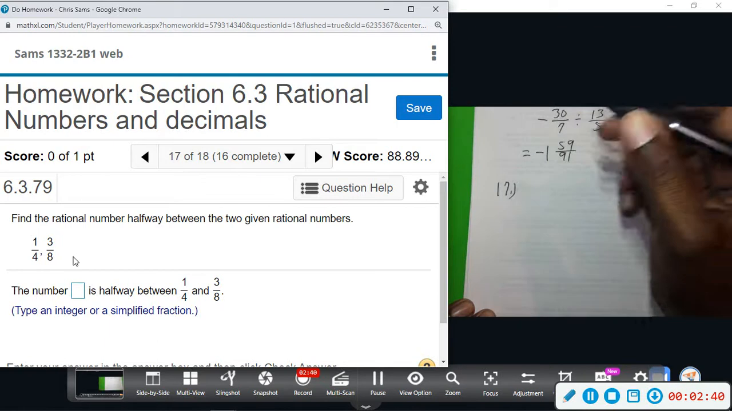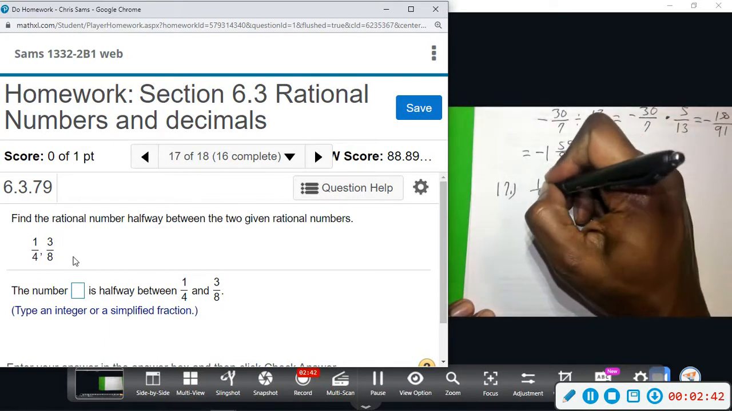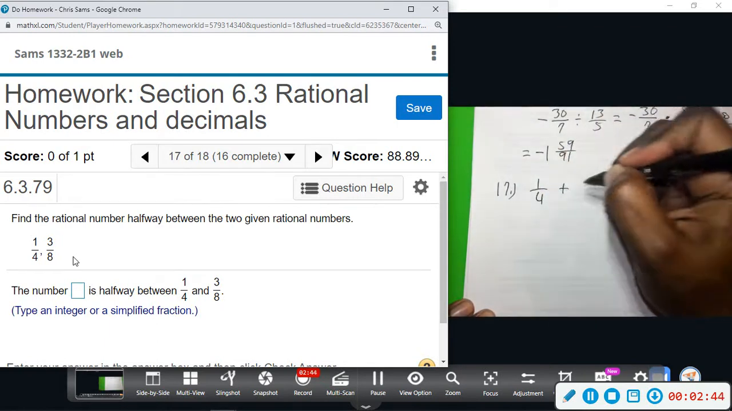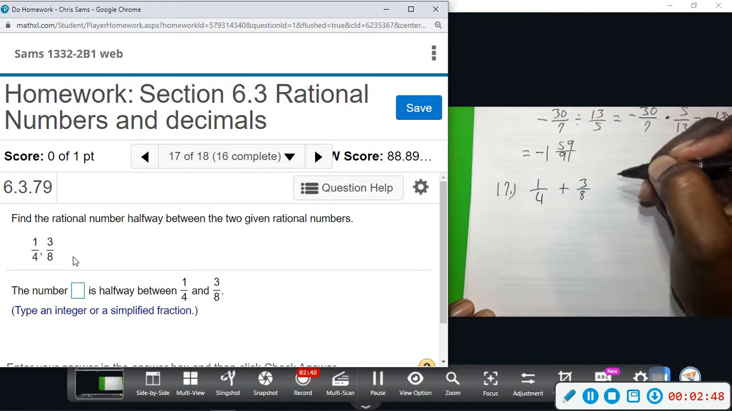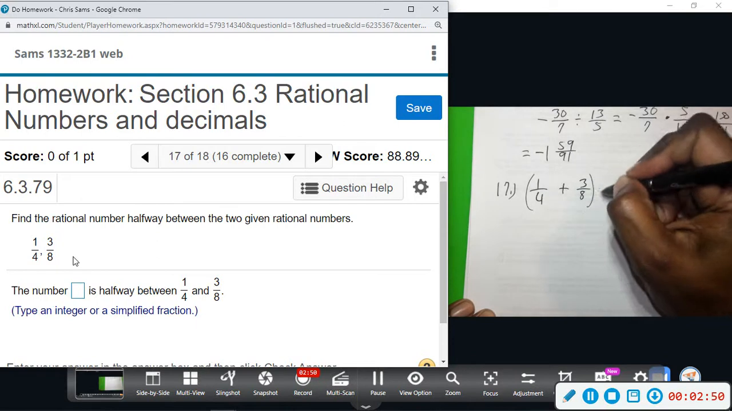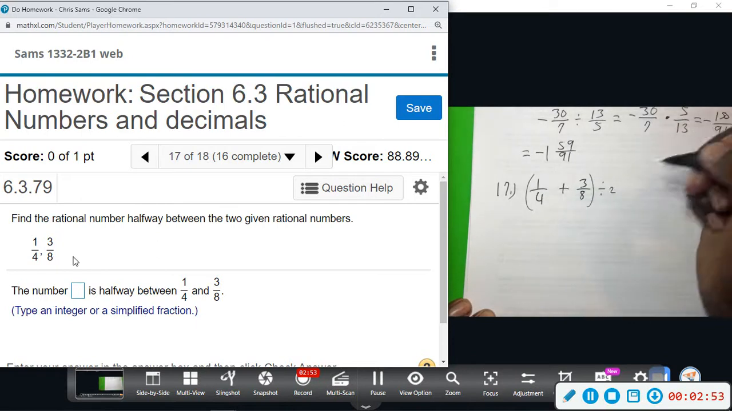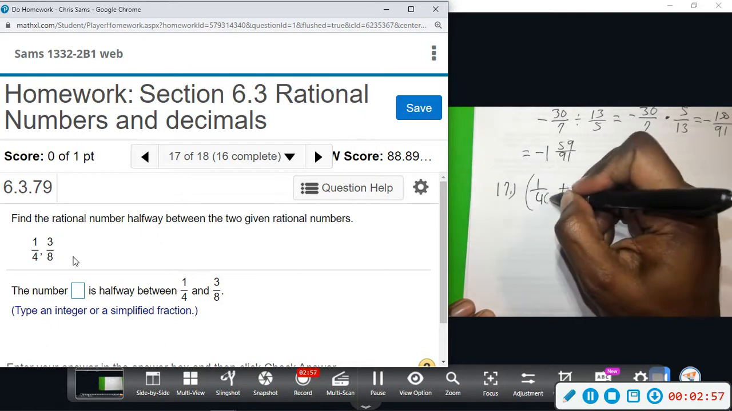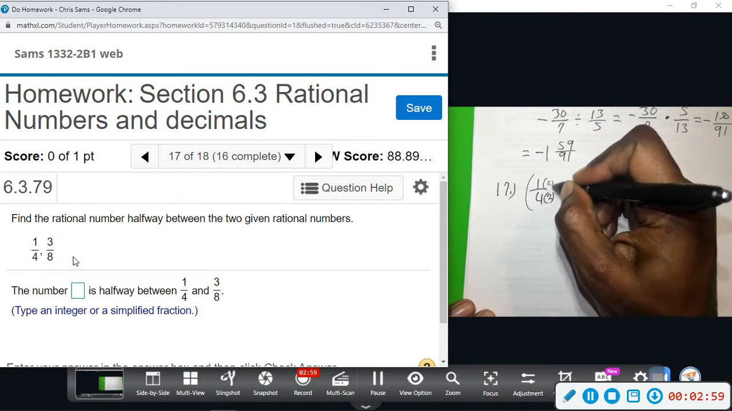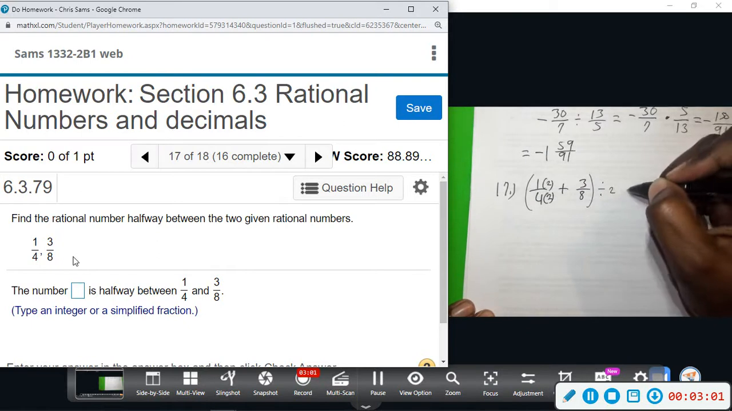Number 17, we have to do 1/4 plus 3/8. And then once we get this answer, we're going to divide by 2. That's how we find half. Alright, so common denominator, we multiply by 2. That'll give us a denominator of 8.